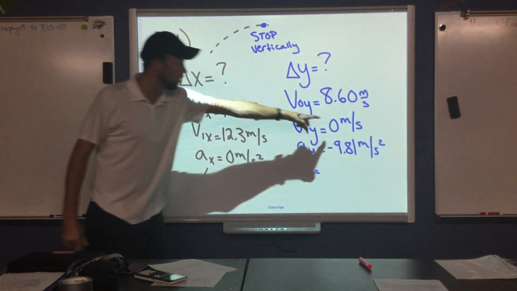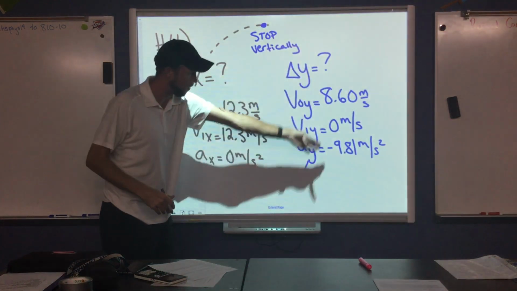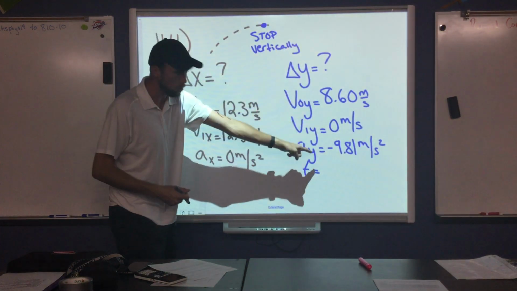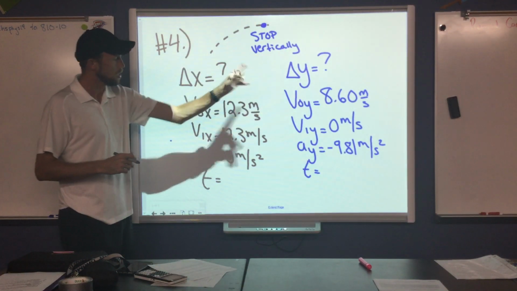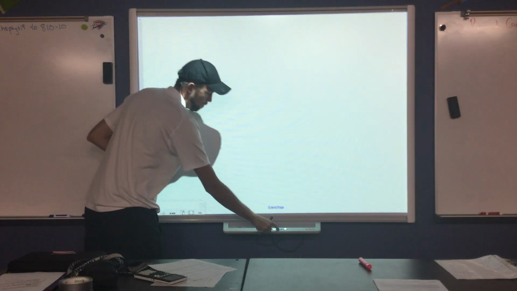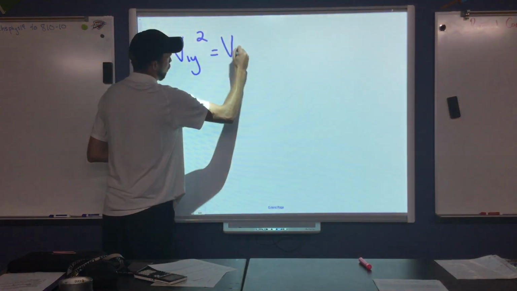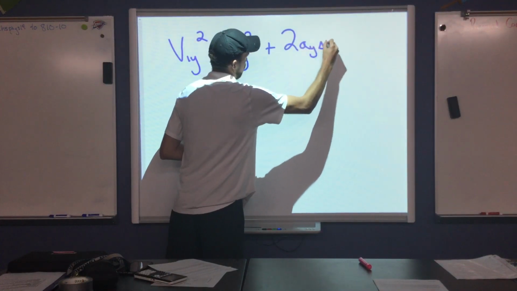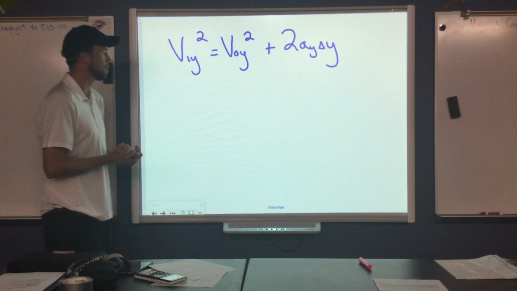So now that we know this value, what we can do is solve for delta y. Because we have 3 variables in our y direction, we can find the 4th. So, if we don't know time, looking at our kinematic equation sheet, we should use equation 5 to solve for delta y. So here we go, equation number 5. V1 in the y direction squared is equal to V0 in the y direction squared plus 2a in the y direction delta y. The equation looks a little bit different. We've just put it in context of the y direction.